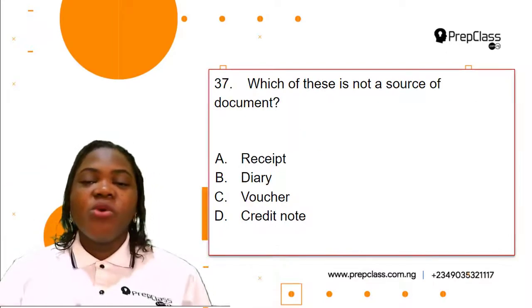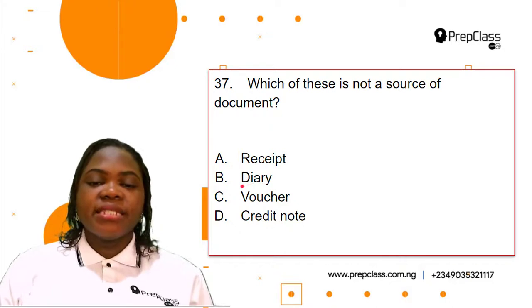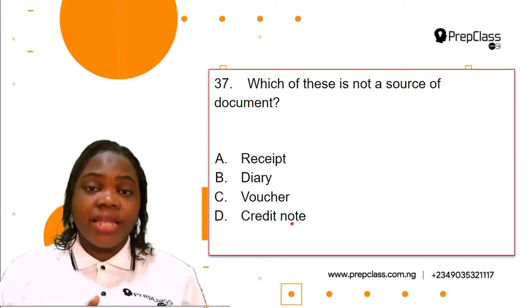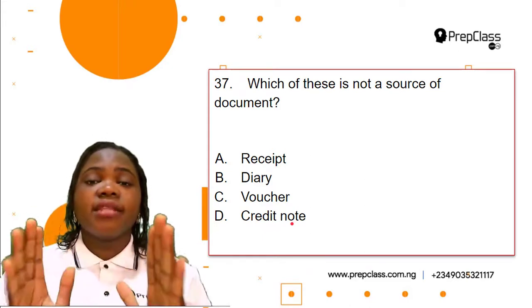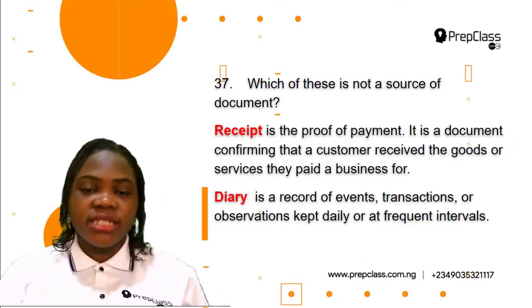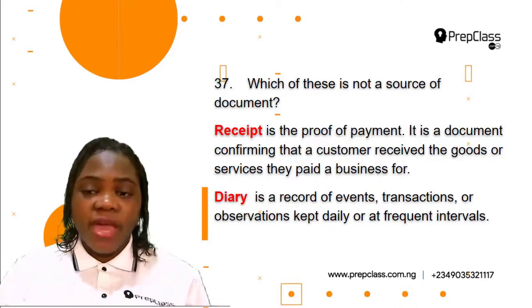Question 37. Which of this is not a source of document? A. Receipt. B. Diary. C. Voucher. D. Credit note. Okay, so for us to be able to answer this question, we need to find out the meaning of each of the options. So the first one is receipt. What is receipt? Receipt is a proof of payment.